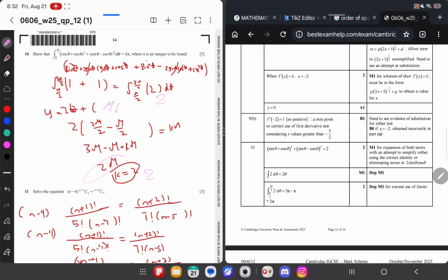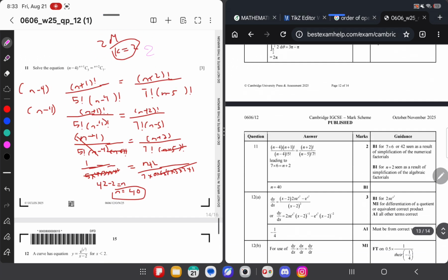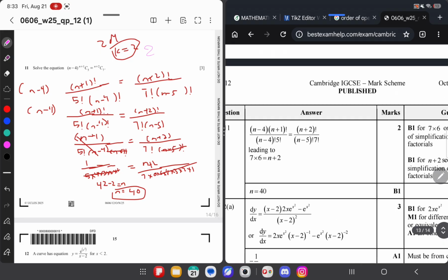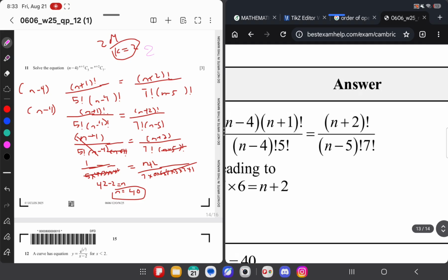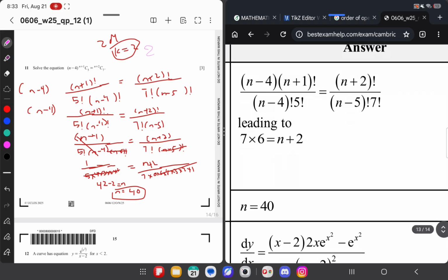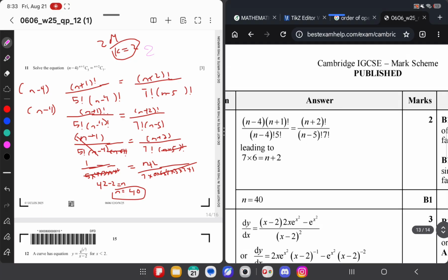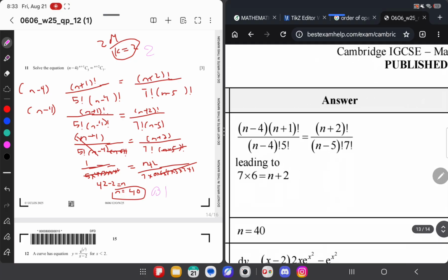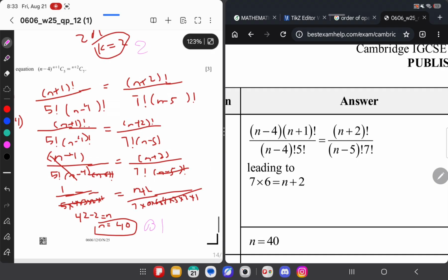Yeah, good. What is this? This is like m. It's not pi. Dude, fix your pi. I won't be eating it if it looks like that. It's like 3 marks, leading to 7 times 6 n is equal to 40. This is like B1. It's like 2 marks.